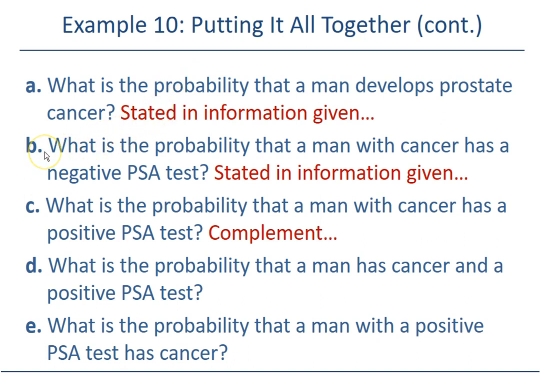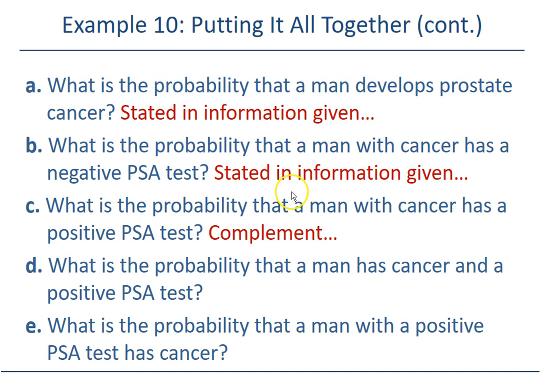Part B. What is the probability that a man with cancer has a negative PSA test? Now, this was also stated. This was around, see if you remember, 15%. Okay. Now, again, this is all using a number of different things.